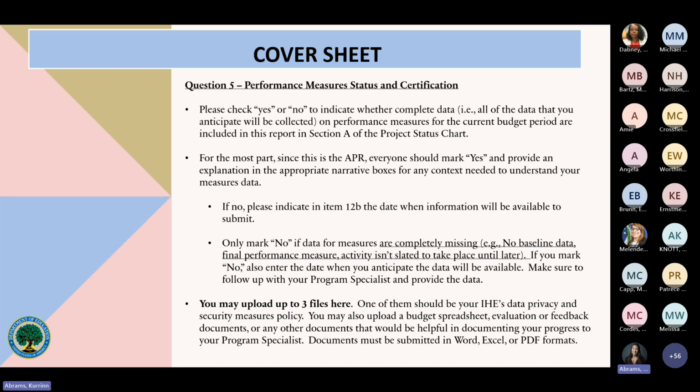So I highly recommend that if there are sections where you don't have data available, or it's not an activity or objective that you anticipate to take on until a later time period, that you follow up with your program specialist to provide that information. And then I also encourage you to provide as much information about that as you're able under each of the associated objectives.